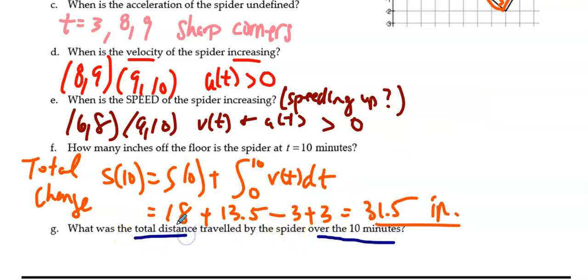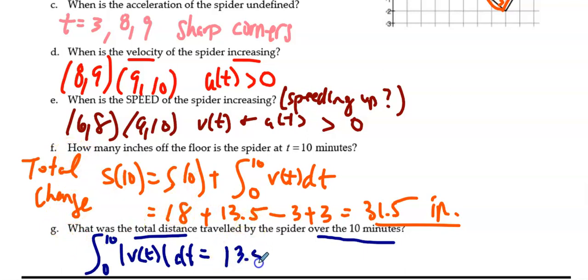So total distance. Now guys, for total distance, we do not care where we started. It's asking how far did we travel. So total distance is going to be from 0 to 10, and it's going to be the absolute value of our velocity. So we do not care about initial. We've actually done all the work for question G and actually F.